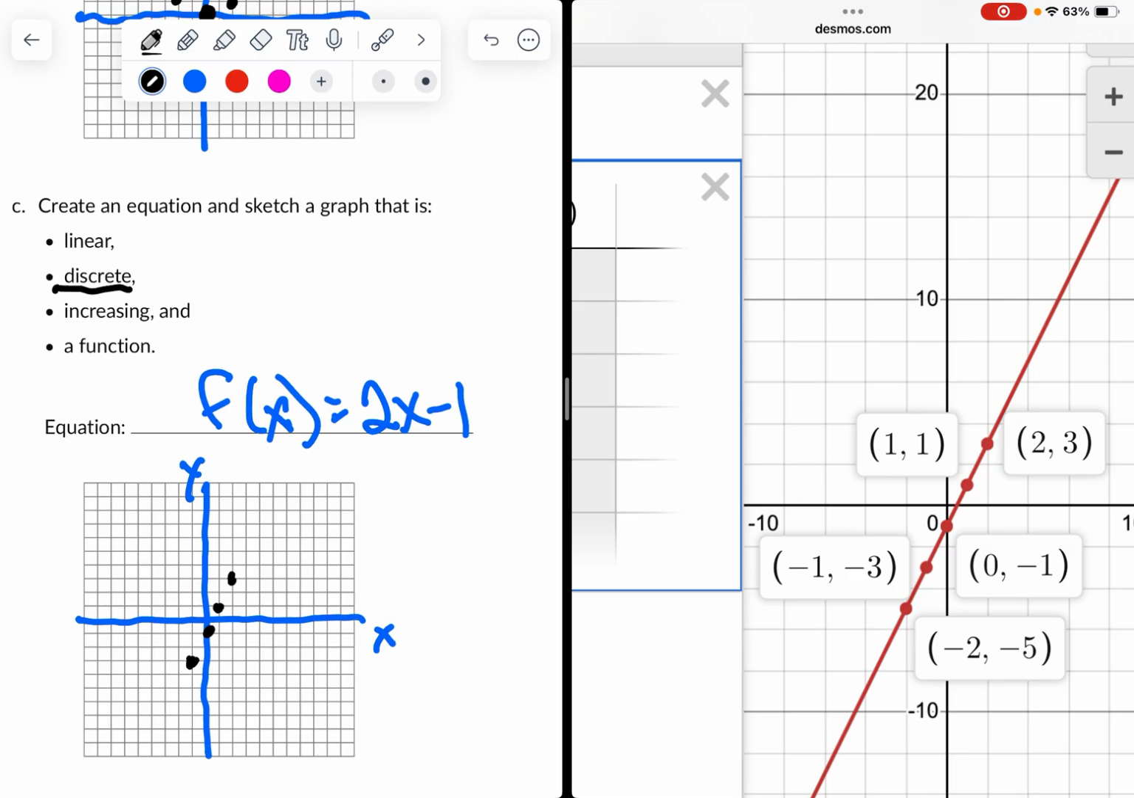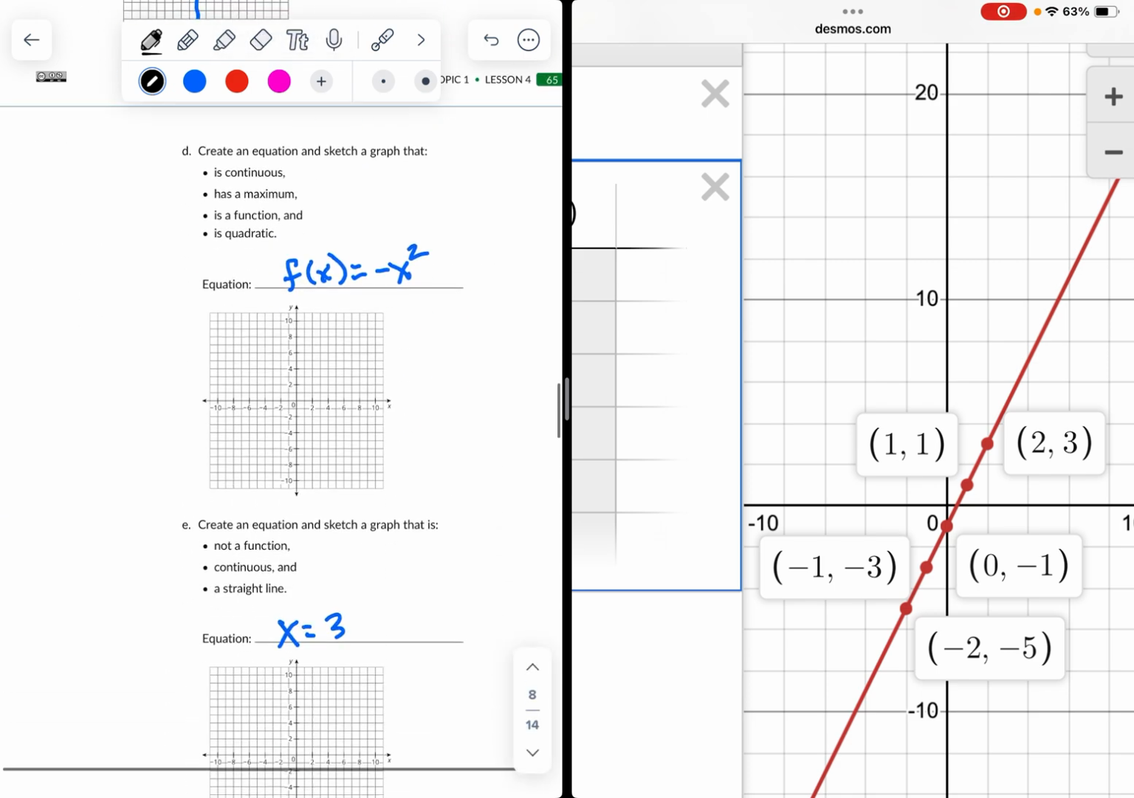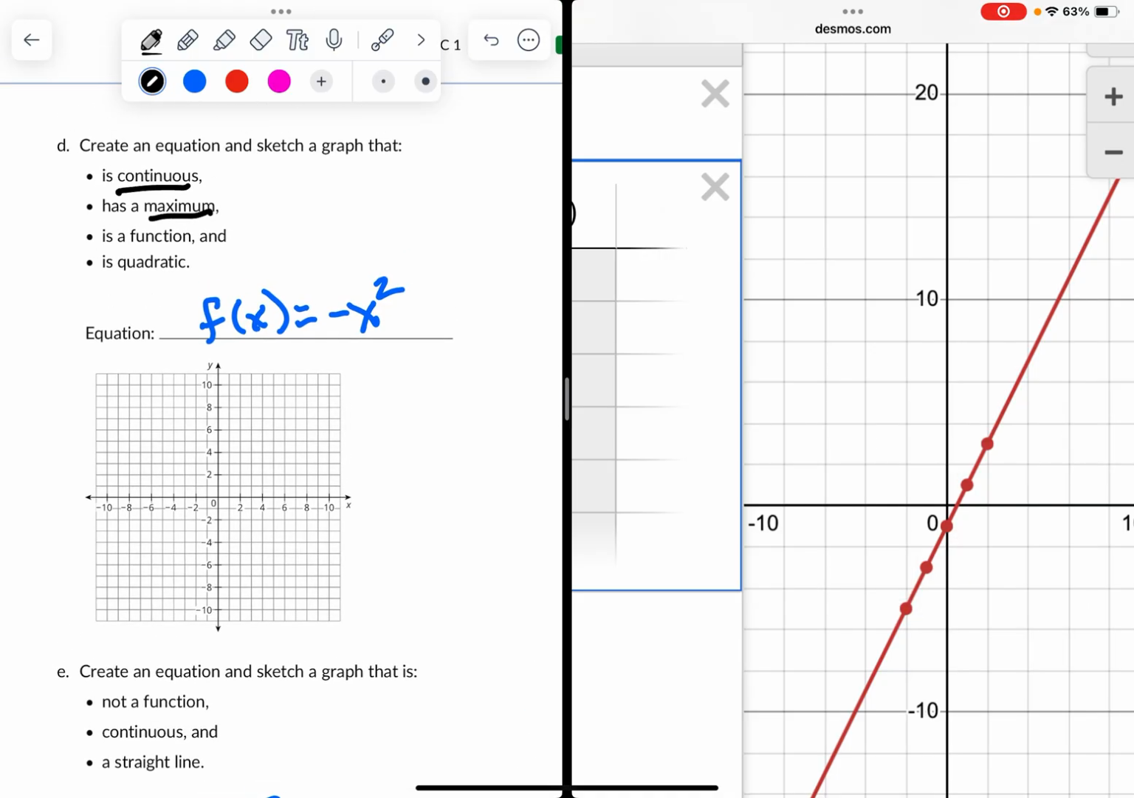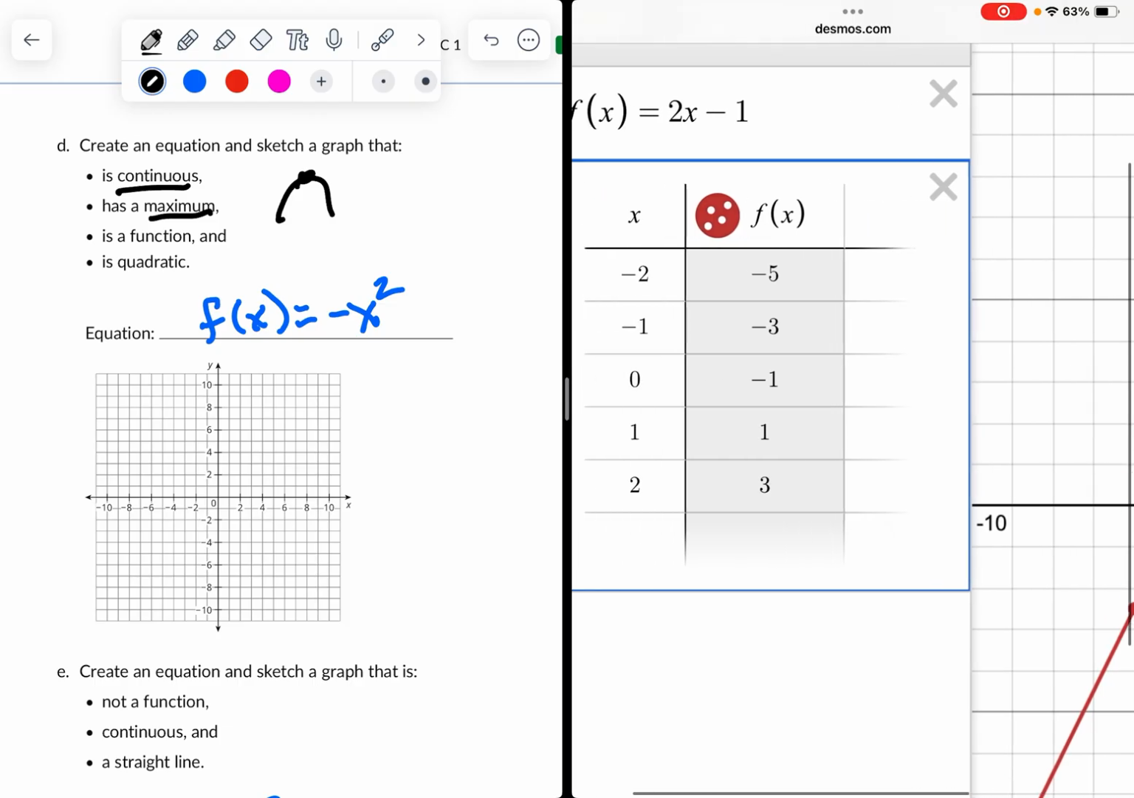But you guys can see that those points are all in a line. Again, I need it to be discrete. It is going up, and it's a function because my x's don't repeat. So I did well. Okay, this next one, we want it to be continuous. So this time I'm going to connect the points. It's going to have a maximum. That means it's going to look like this. It's a function, and it's going to be a quadratic. So again, it's going to look kind of like that curve shape.